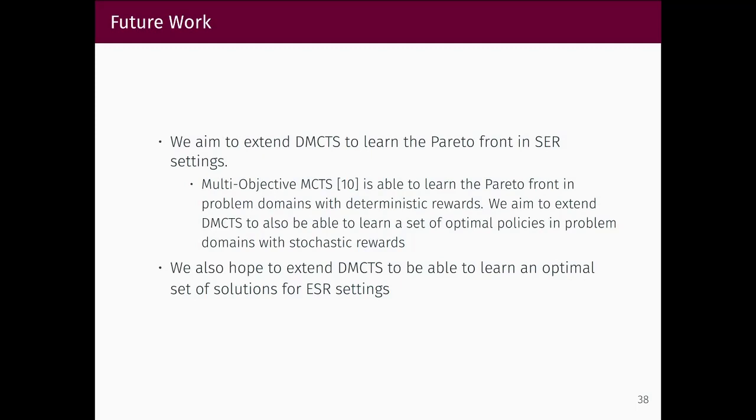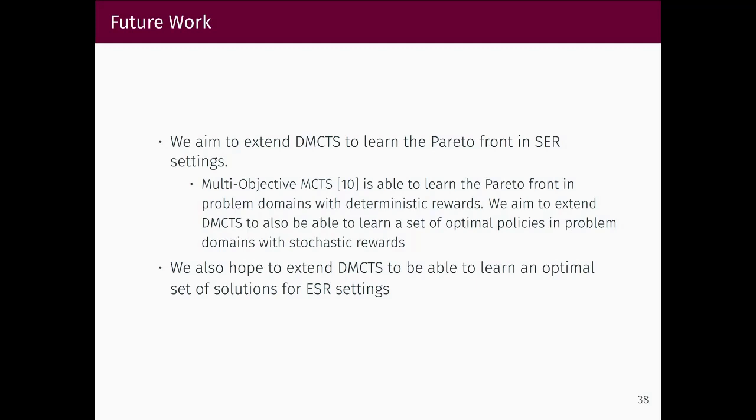For some future work, we aim to extend this algorithm to learn the Pareto front in SER settings. We can say that multi-objective MCTS is able to learn the Pareto front in problem domains with deterministic rewards. We aim to extend our algorithm to be able to learn a set of optimal policies in problem domains with stochastic rewards. So yeah, we really think that this algorithm can be used in both settings to learn optimal policies.